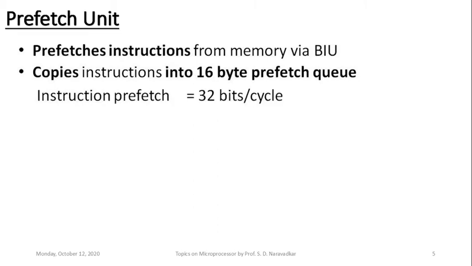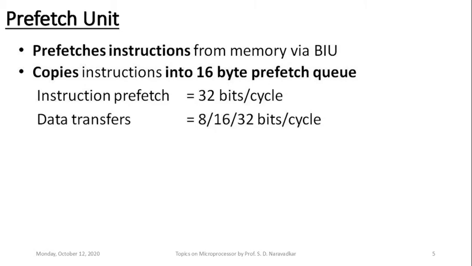Now, what is the size of each prefetch operation here? In the case of the 386DX, every instruction prefetch will be 32 bits per cycle. Why? Because the size of the external data bus always governs or decides the size of every prefetch operation here. The size of the external data bus is 32 bit. So while prefetching, that entire data bus will be used, so every prefetch will be 32 bits per prefetch cycle.